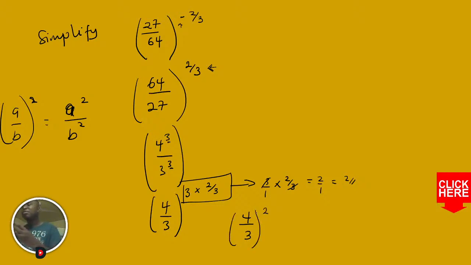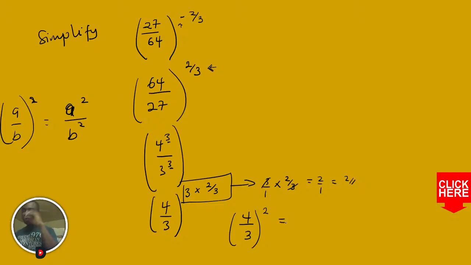Now, they said you should simplify it. So they actually wish that at this point, you are not going to just leave it that way, that you would do something about it, in the sense that you go ahead and find the value of 4 raised to the power 2 and the 3 raised to the power 2. Okay, so let's do that for them.